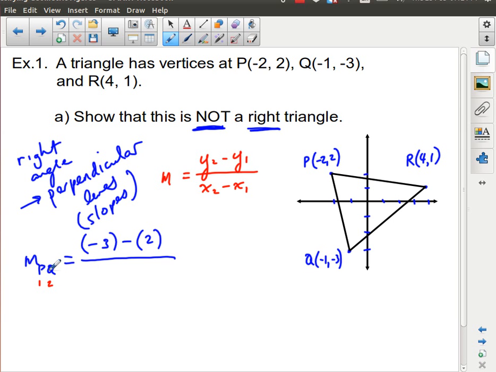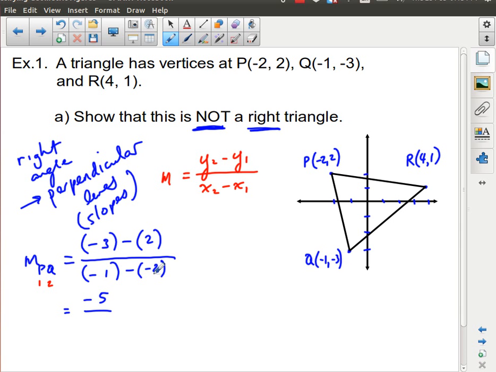I don't want to get caught up on missing out any negatives that turn into positives from subtraction. Now I do the x-coordinates. The x-coordinate of Q is -1, minus the x-coordinate of P, which is -2. This is a case where the brackets help me out. So -3 minus 2, that's actually quite straightforward. That's -5.